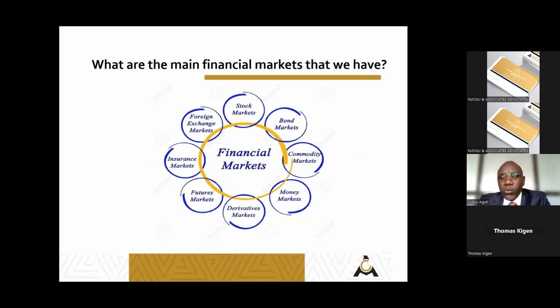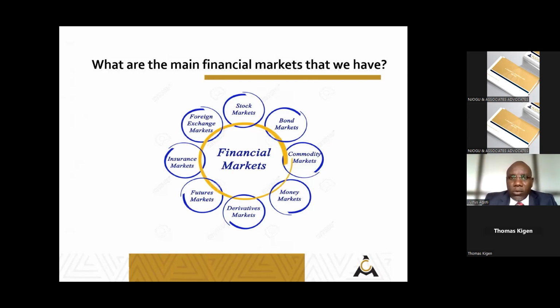I was trying to put some of these markets into the various segments, whether they are capital or money markets, depending on the period within which funds are either lent or borrowed. That is where we have foreign exchange markets. For example, if you go to a forex bureau in town today, if you have a few dollars, they'll give you Kenya shillings, or if you have Kenya shillings, they'll give you Uganda shillings. Those are short-term markets for funds. They are also called money markets.